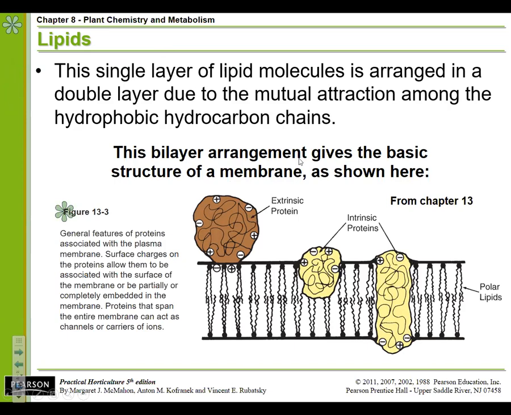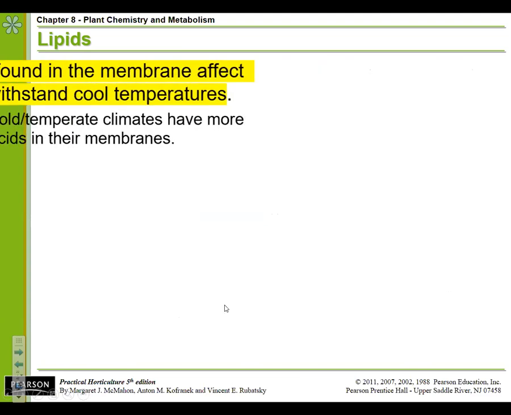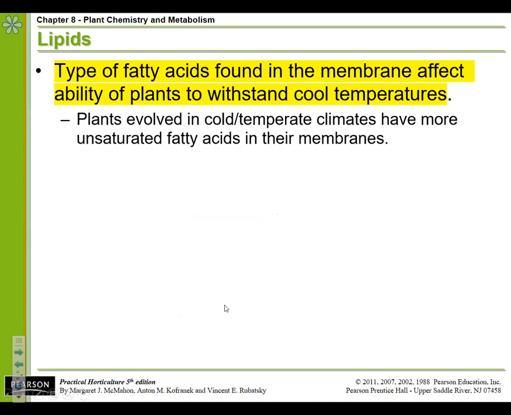And this bilayer arrangement gives the basic structure of the membrane of the plant that is involved in moving nutrients from one cell to the other. So that's one of the reasons that fats are important. It's because it creates this structural membrane that allows the movement of these nutrients and all of the metabolites.